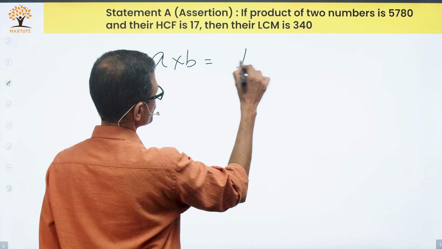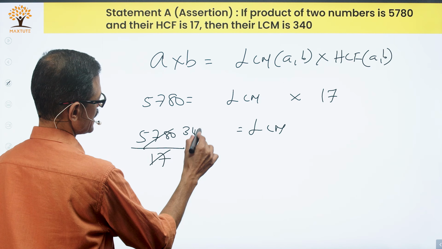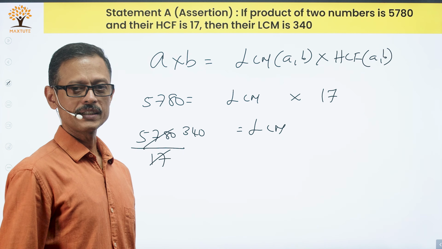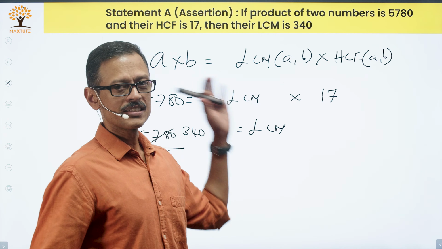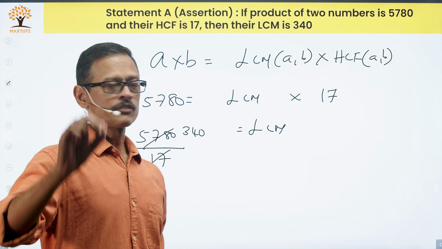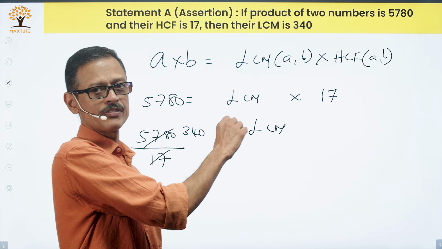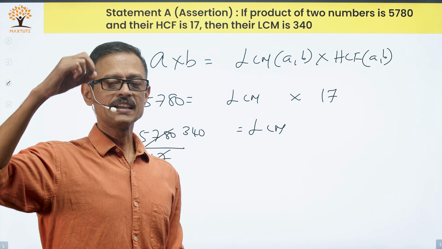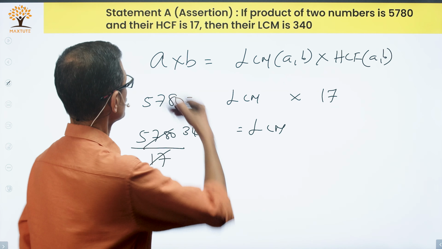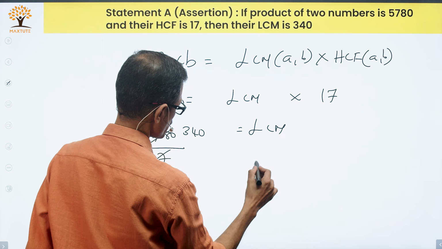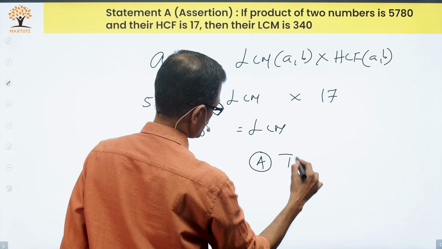Let's compute what the LCM of these numbers is. So the LCM of these numbers is equal to 5780 divided by 17. 5780 by 17 is actually equal to 340. So the LCM of these two numbers is 340. Right? So essentially this information is true. The product of two numbers is 5780 and their HCF is 17, then their LCM will necessarily be equal to 340. So it is true. So the assertion, A, is true.